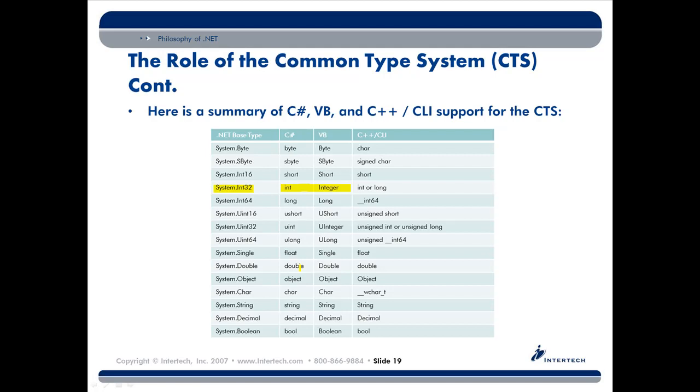Well, the good news is, because we have a common type system, we don't have to worry about things like overflow, underflow, right? We don't have to worry about how big is an integer in this language? In any .NET language, an integer is the same size. And all these different .NET types that we see listed here in the first column, these are actual real types with real methods and real properties that you can call, right?